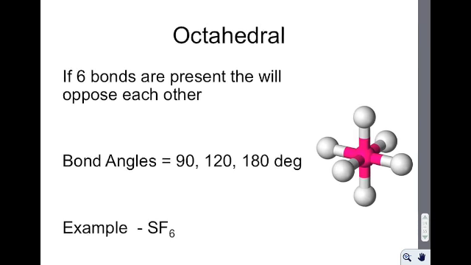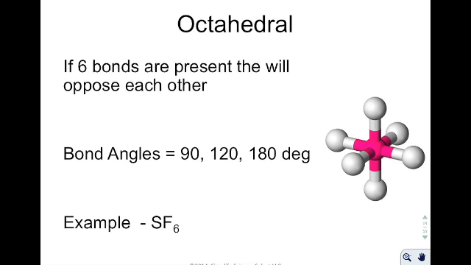Next, we have octahedral. Octahedral is if 6 bonds are present, they'll oppose each other, and once again you get the same kind of setup, except instead of it being 120 degrees here, it should be 90 degrees there, just 90 and 180, because you have 90, 90, 90, 90, 180. An example of this would be sulfur hexafluoride.